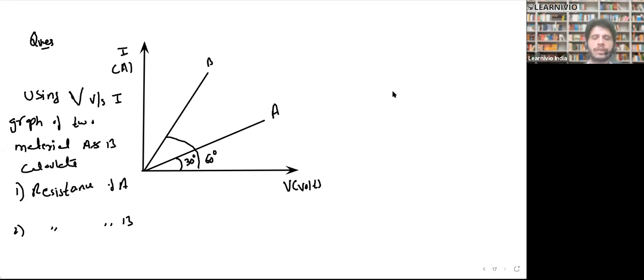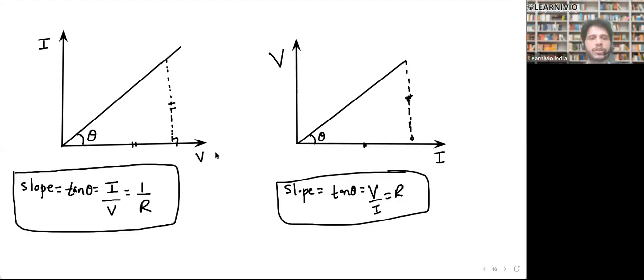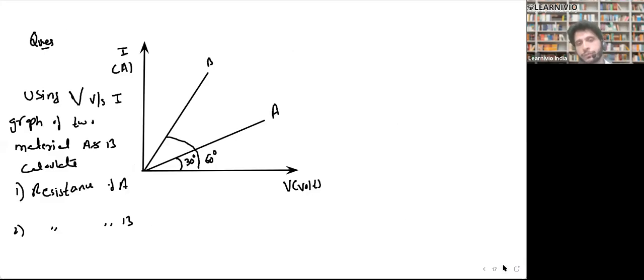So you have the V versus I graph and you know how to calculate slope or resistance from the slope. I need answers. How much is RA and how much is RB? Write your answers in the chat room.